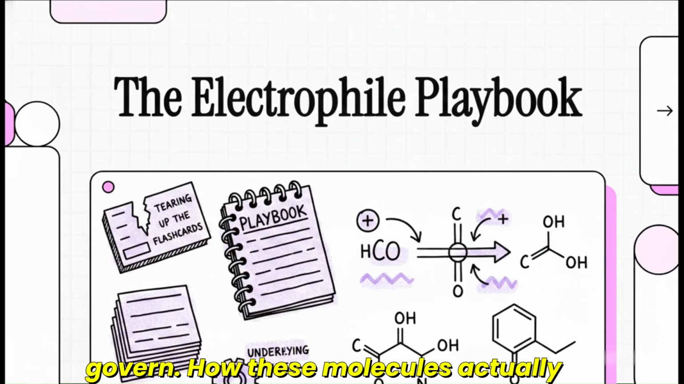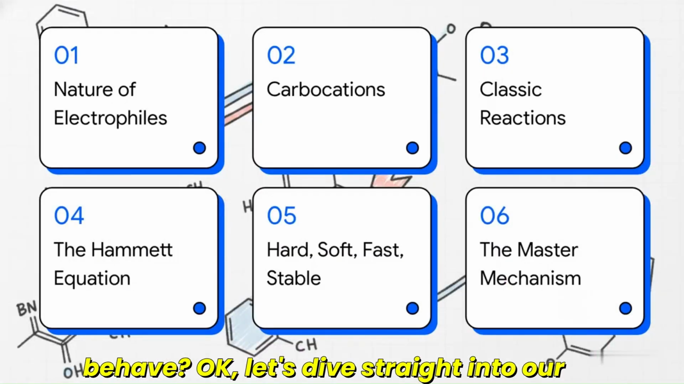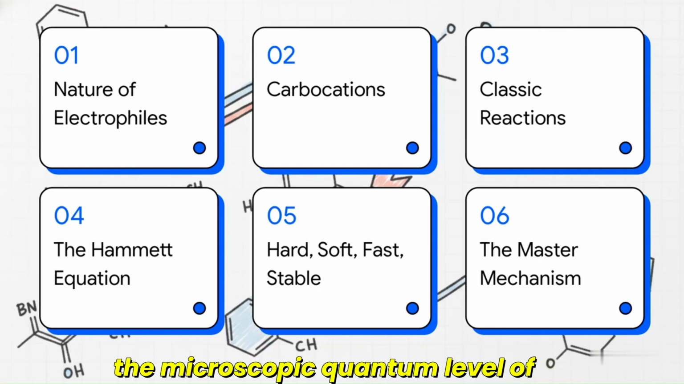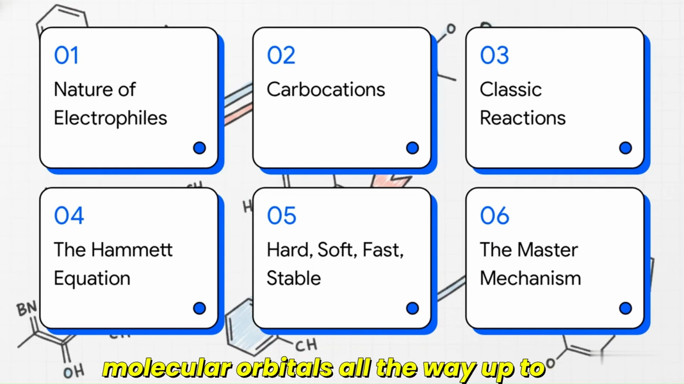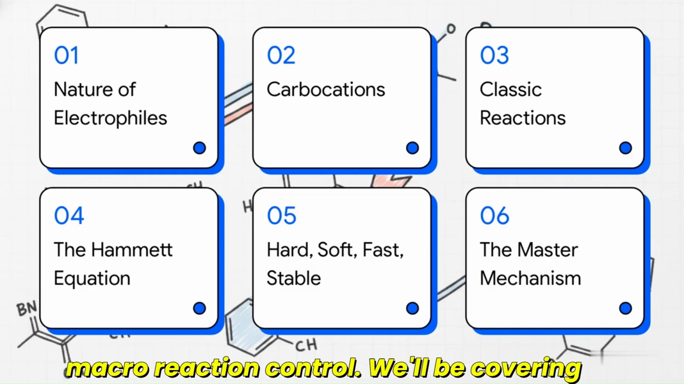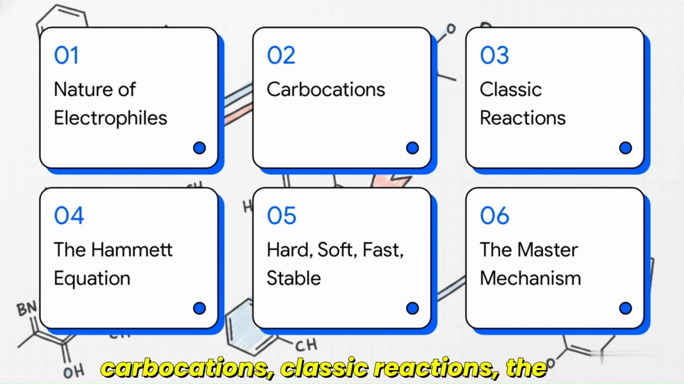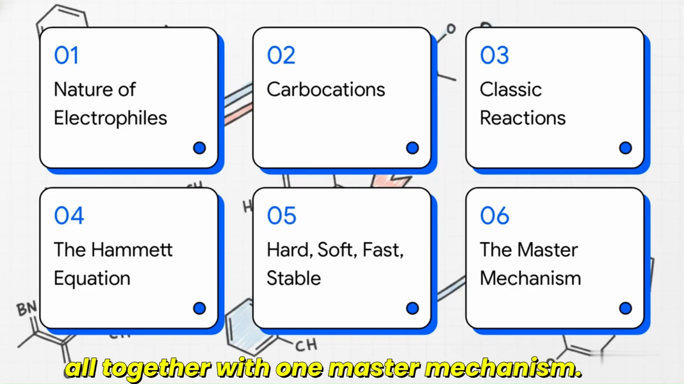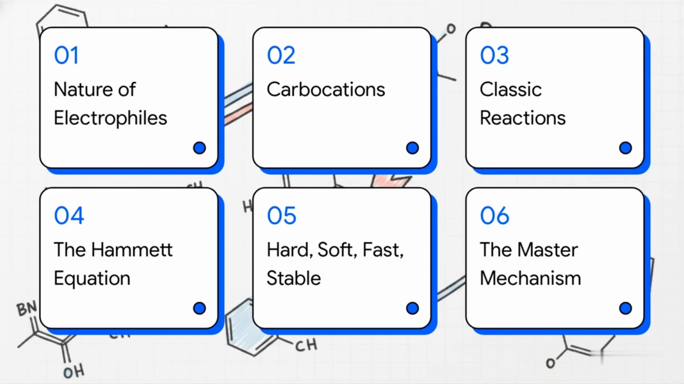these molecules actually behave. Okay, let's dive straight into our roadmap for today. We're journeying from the microscopic quantum level of molecular orbitals all the way up to macro reaction control. We'll be covering carbocations, classic reactions, the Hammett equation, and finally, tying it all together with one master mechanism.